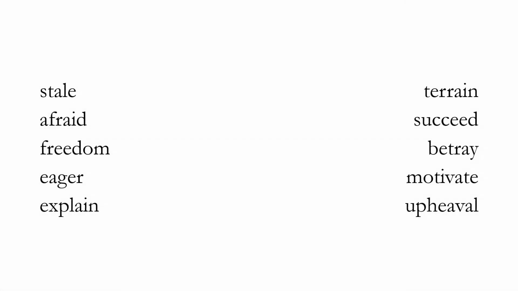And here's a look at our challenge and what are called review words, words that you've probably seen before in fourth grade. So we have stale, afraid, freedom, eager, explain, terrain, succeed, which is tricky because those two C's actually sound like an X, succeed, betray, motivate, upheaval. So these use the sounds that we've seen and the spellings that we've seen in this lesson.